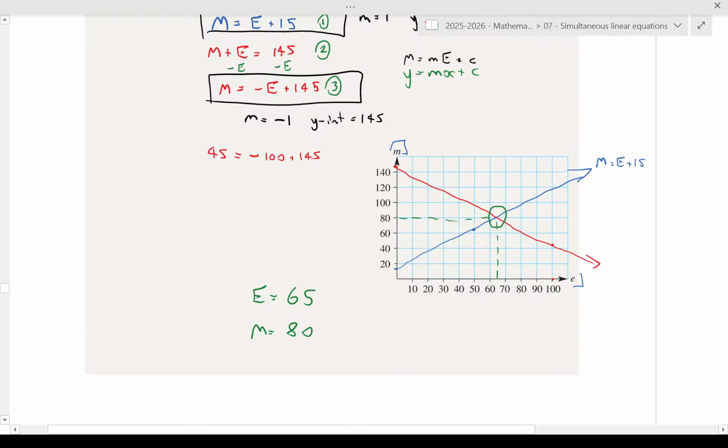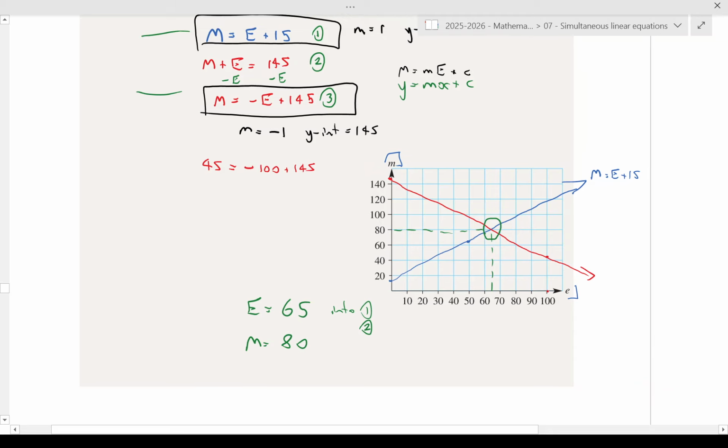So if I now plug that E in, I would get that M into either of those equations. So if I plugged E into 1, I would get that. If I plugged it into 2, I would get that. So I would get that answer if I plugged E equals 65 into either one of those two equations. That's what we've done. Hope that makes sense.